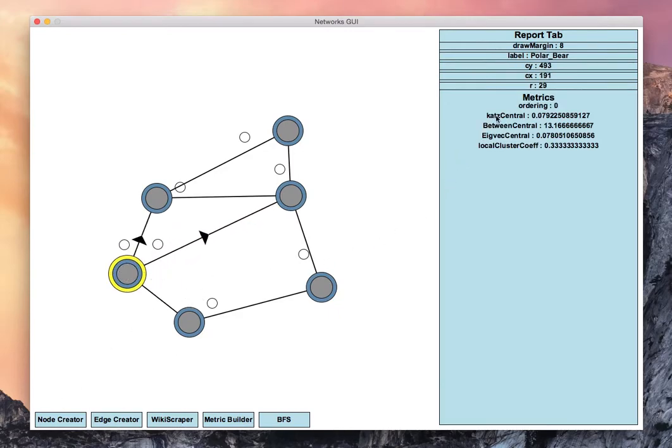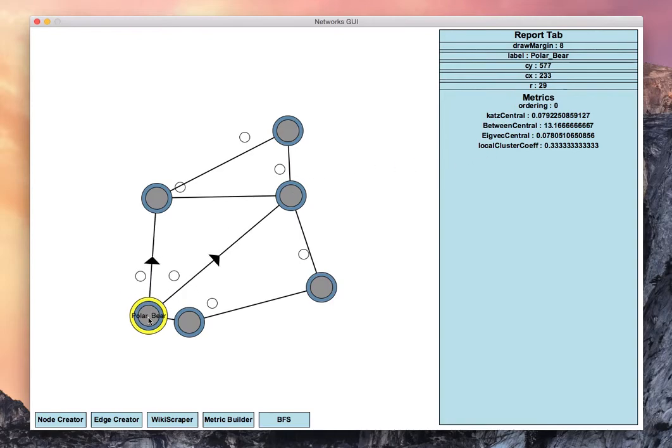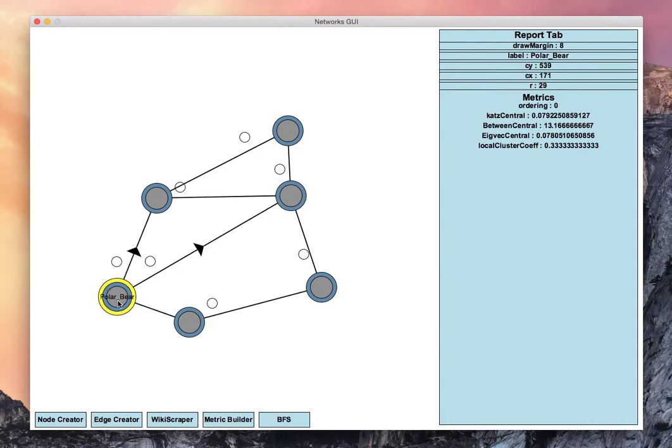So I can get metrics on certain levels of centrality, like degree centrality, eigenvector centrality. I can get a metric on how often this particular node is used as a path to get to other nodes. This is betweenness centrality. And then I can get local clustering coefficient, which is a representation of how clustered this node is around the given nodes that it is connected to.